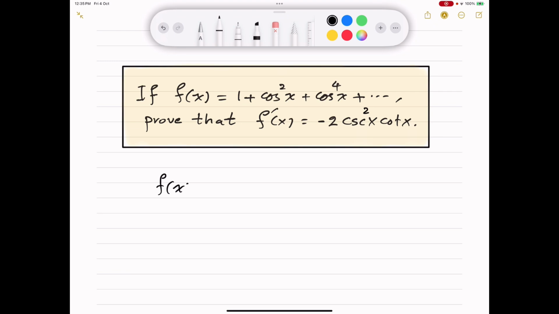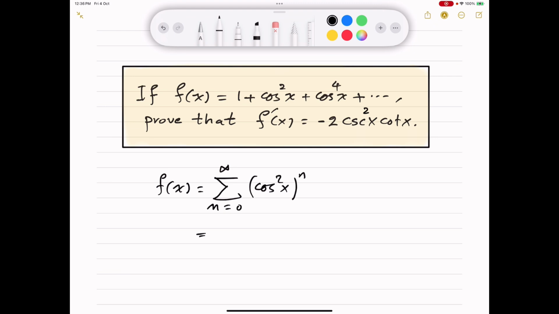f of x is equal to the summation from n equal to 0 all the way to infinity of cosine squared of x raised to the power n. When n is equal to 0, we get the first term. When n is equal to 1, we get the second term. When n is equal to 2, we get the third term, and so on until we get all the terms. And this is a famous sum.